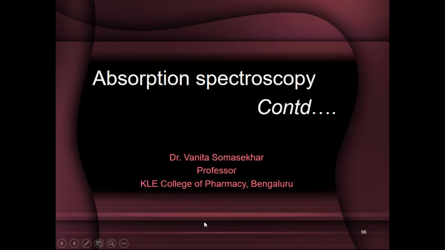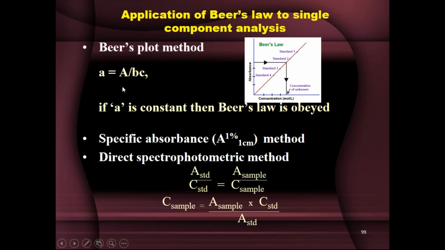And then the third one was the chemical deviations, which can also be kept to a minimum by ensuring that there is no change in the chemical nature of the compound that you are analyzing. So you have to have suitable conditions in your solution so that the compound remains in the same form throughout. So now we go on to application of Beer's law to single component analysis and then to multi-component analysis.